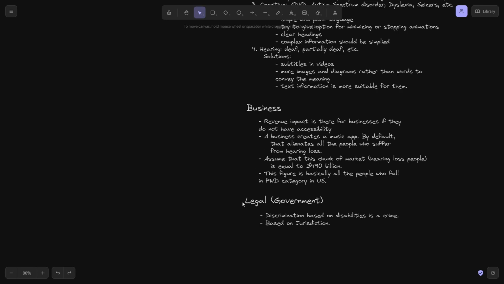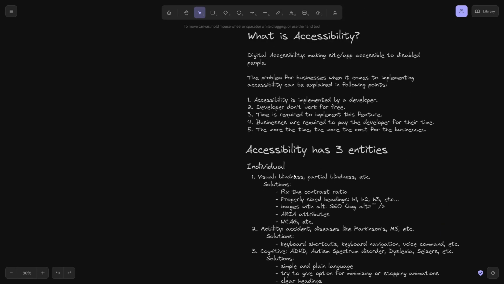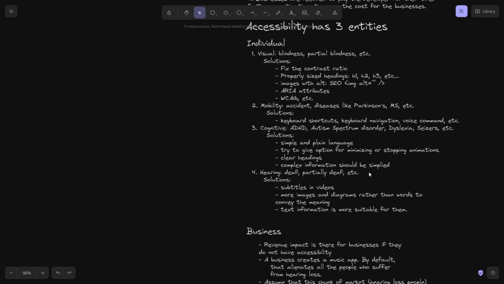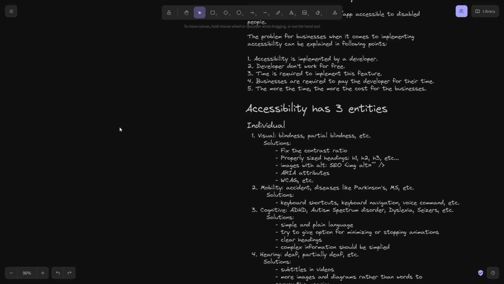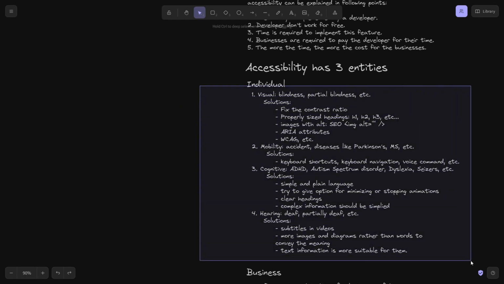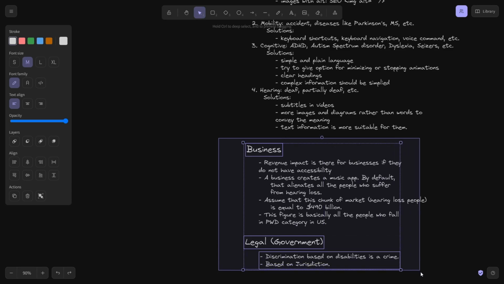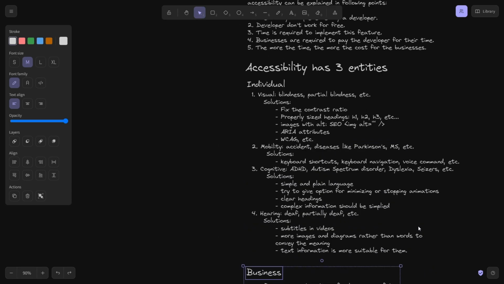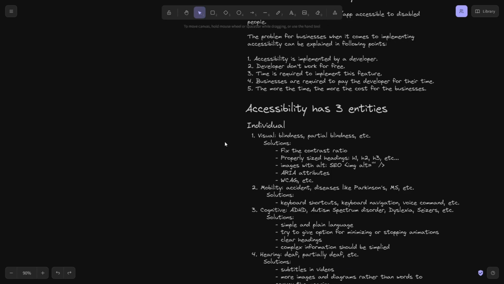The second reason why a business could be incentivized to actually implement the accessibility is because there is a legal ramification if they do not do so. And that's about it. So that's why accessibility has three entities, which is individual, which is business, and which is legal. And as a developer, you only have to go deep into this part. You can let go of what the business is doing, what the legal part is. It's not your problem. You should not be worried about it. What you should be worried about is at least implementing the standard practices when it comes to accessibility, so that you can have some sort of head start already.